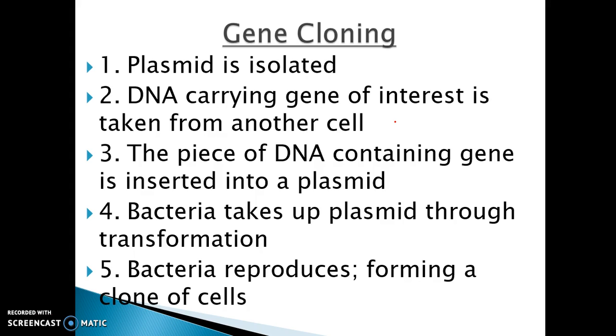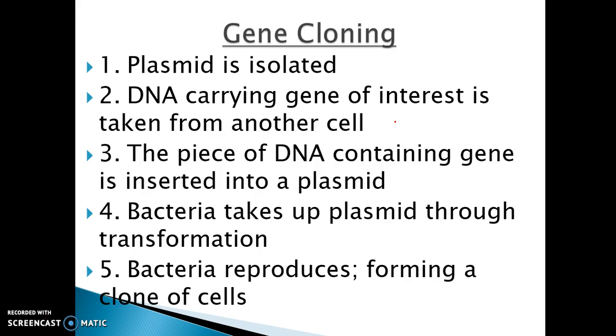All right, back to gene cloning. First of all, a plasmid is a circular piece of DNA, and that's in bacterial cells. You're going to take the plasmid out, and then you're going to find the gene of interest from whatever you're doing. You're going to then insert that DNA of interest into the plasmid, and the bacteria is going to take up that plasmid through transformation, and it will reproduce, forming a clone of those cells with the plasmid that has the gene in it.